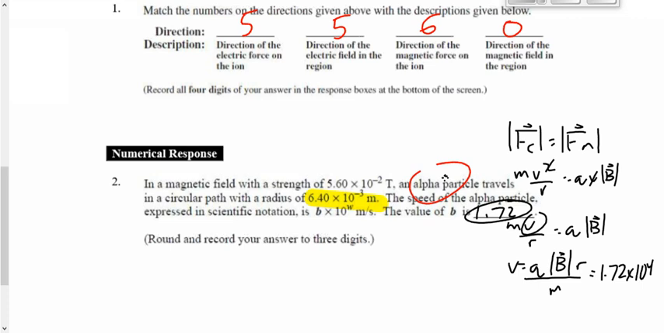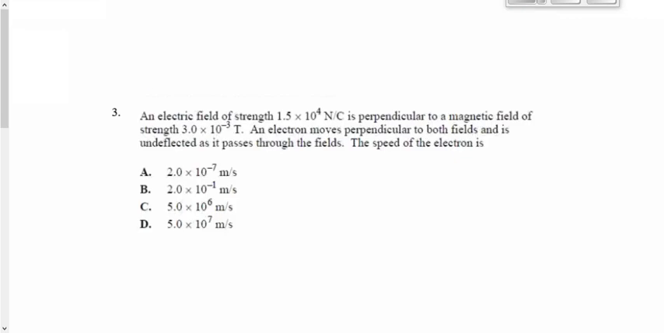All right, and number 3. An electric field strength is perpendicular to a magnetic field strength. An electron who is perpendicular to both fields and is undeflected, key word right there, undeflected as it passes through. If it's undeflected, not going up, not going down, it's in a state of equilibrium. Equilibrium. If it's in a state of equilibrium, then the forces must balance.